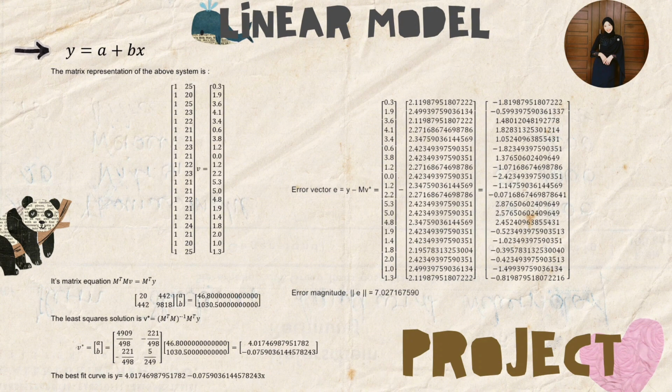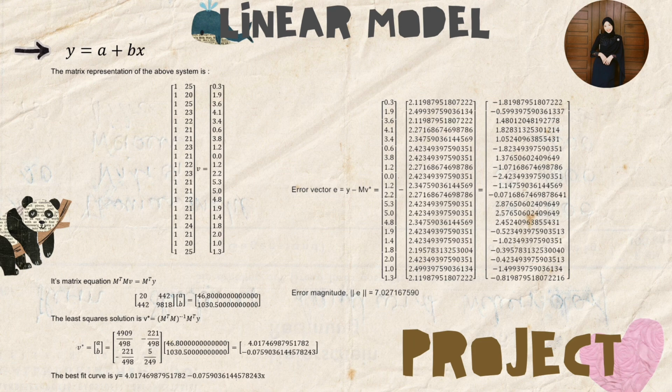Let's start with our first model, the linear approach. We are using the equation y equals a plus bx, where x is student's age and y is average daily AI tools usage. Our goal is to find the best fit curve by solving the intercept a and the slope b. To do this, the data were first expressed in matrix form as M multiply v equal to y, where M is the design matrix containing the age values and v contains the regression coefficients. Y is the vector of daily AI tools usage.